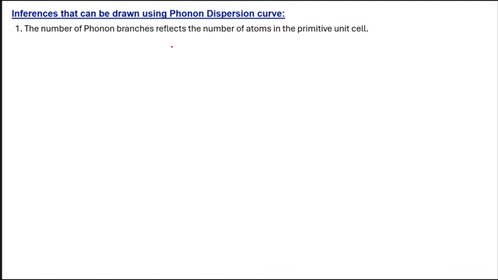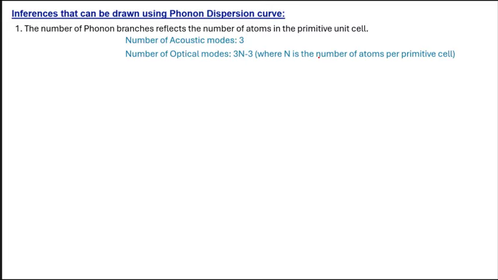Thus, we have seen the number of phonon branches reflects the number of atoms in the primitive unit cell of a crystal. We know that the number of acoustic modes is always 3, whereas the number of optical modes is 3n minus 3, where n is the number of atoms per primitive cell. So, by looking into the phonon dispersion curve of an unknown material or an unknown crystal, you can predict the number of atoms per primitive cell.